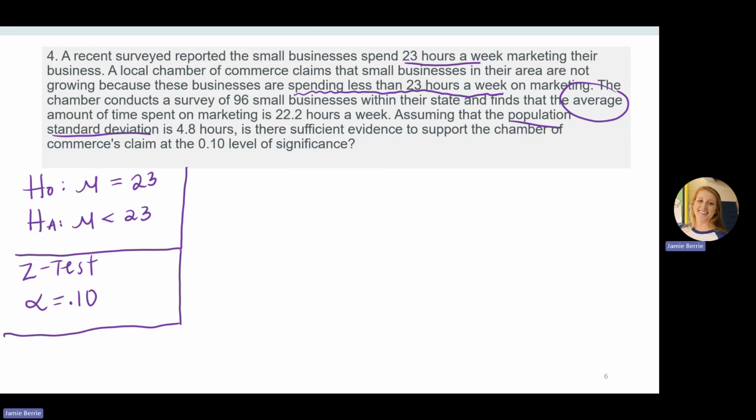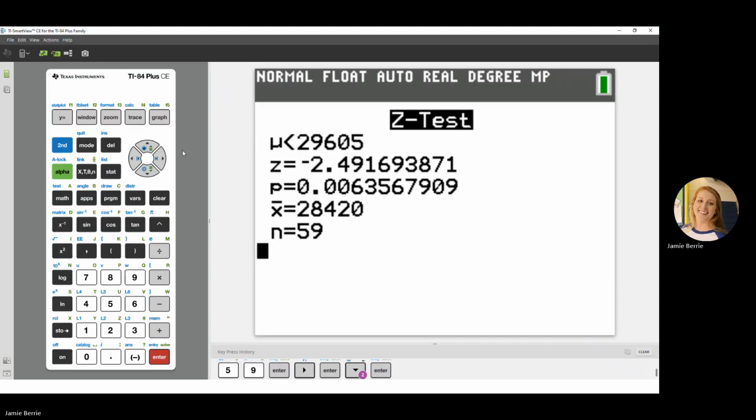All right, and then I'm just going to write down the rest of my sample statistics. X bar they found was 22.2. Sample size, they surveyed 96 small businesses. And then sigma, my population standard deviation, they said was 4.8. All right, I think that's everything I need. So let me grab my calculator. Okay. Clear this out.